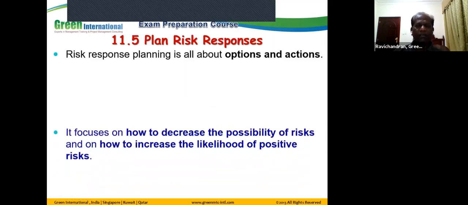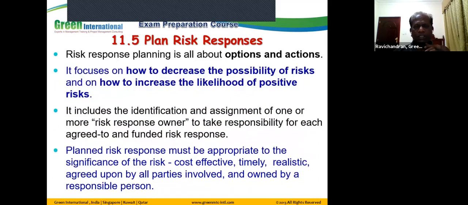The next step is plan risk response. Now we understand the risk very well. We understand the probability of happening, areas of impact, classification of the risk into high, medium, low, and then we quantified each risk's impact on the various objectives of the project, like time impact, cost impact, and other impact. Now it is our time to focus on what options and actions are available in our hands in order to respond to the risk when it happens. So in this process, our focus is how to decrease the possibility of negative risk and how to increase the likelihood of positive risk.